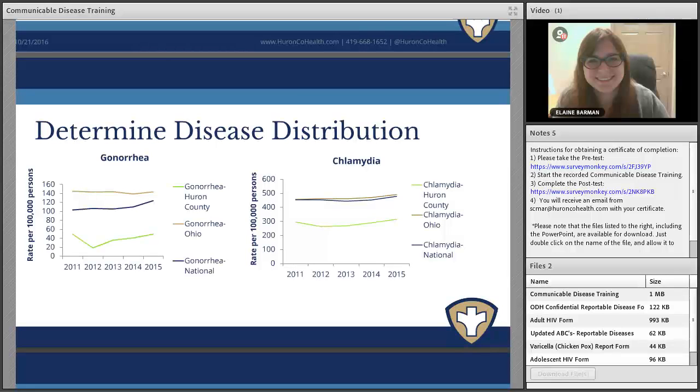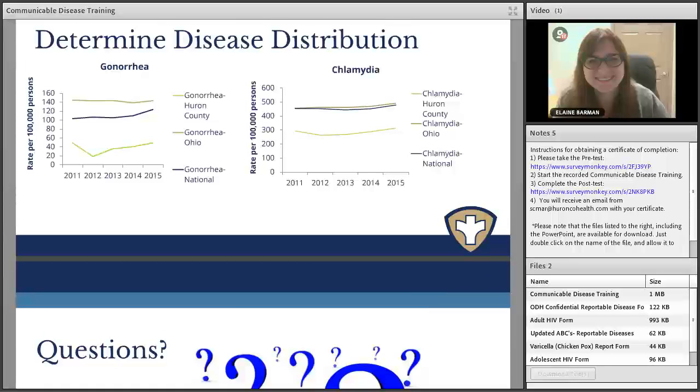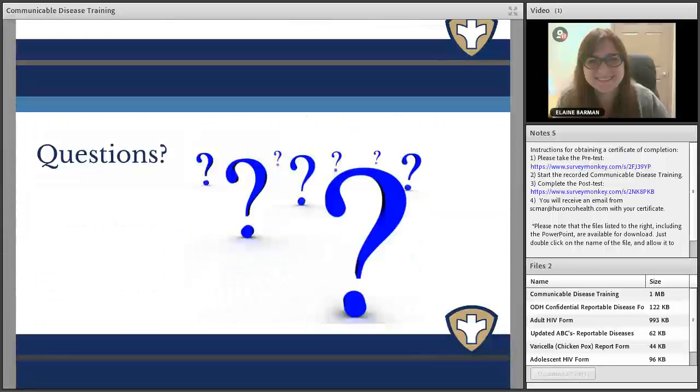chlamydia, again, is on the right-hand side. We can see that Huron County is below the rates compared to the state and the national. So Ohio and national rates are almost exactly the same. They're very similar. And then we're quite lower. So again, we want to be on that lower end. We don't want to see the super high rates. So that's good, but we can look at this as well.